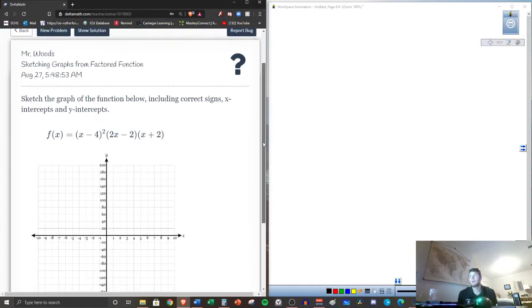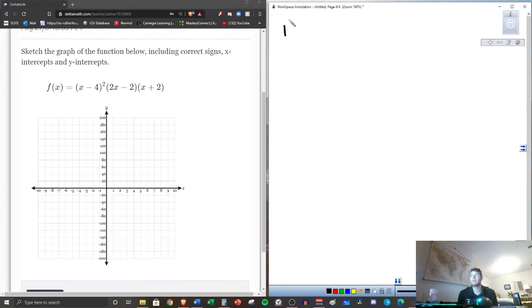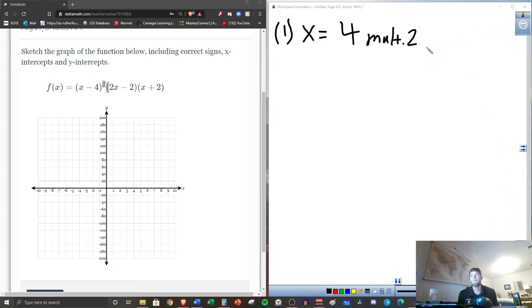Okay. Graph. Number 1, x-intercepts. So, the x-intercepts, looking here, well, it's 4, right? But when we see the power, that means multiplicity. So I'm going to go ahead and put multiplicity 2. There won't be a multiplicity 3, by the way. I had some students in class ask that.